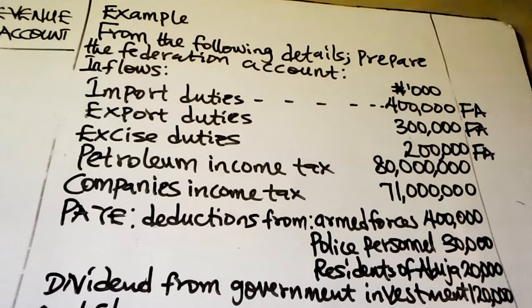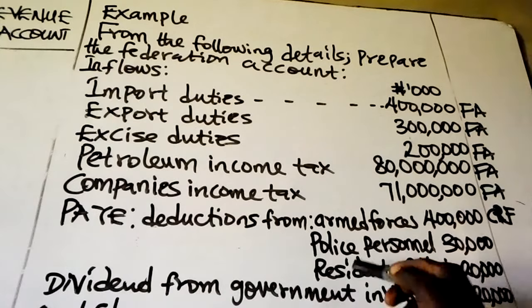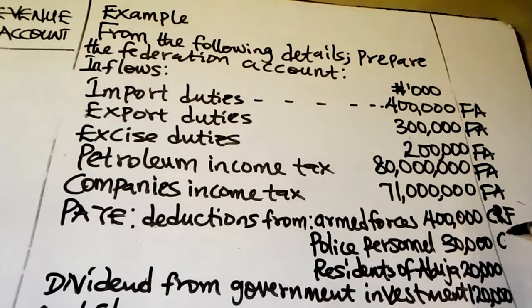Then petroleum income tax also goes into the Federation account. Then the next one is company income tax, which also goes into the Federation account. Then PAYE deduction from armed forces. I've told you that this one will not go into the Federation account. It goes into the federal government account, which is CRF, Consolidated Revenue Fund. Then we also have PAYE deduction from police personnel. That is CRF, not Federation account.